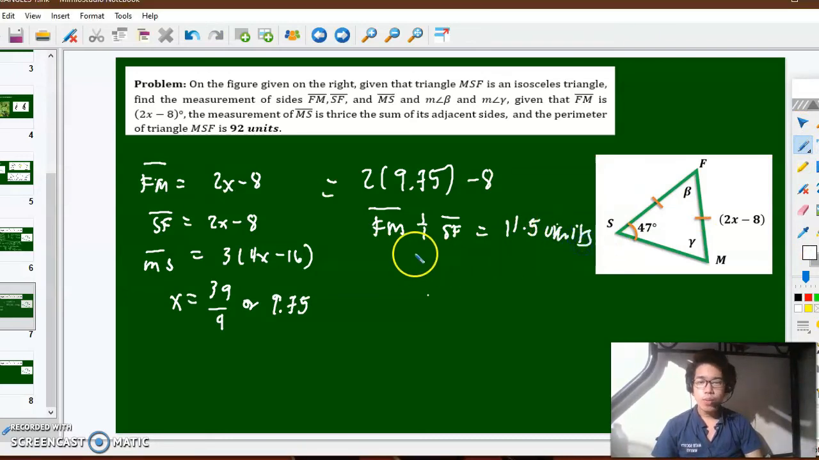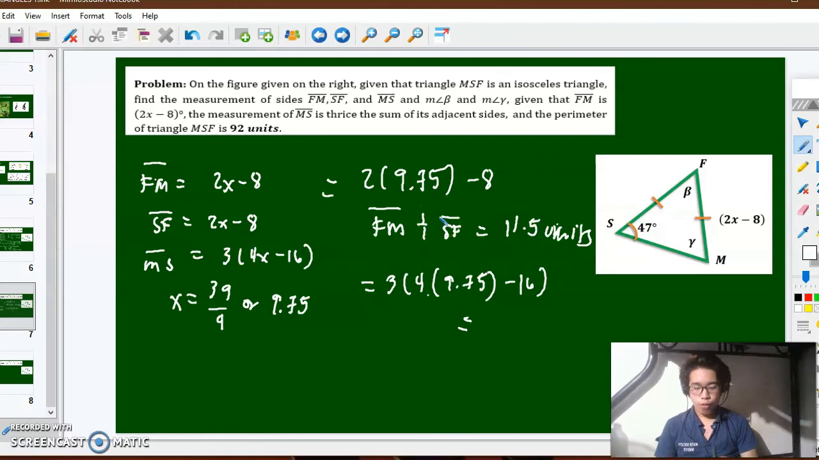Then we have 3 times 4x minus 16. The next step is to substitute the value of x into 3 times 4x minus 16. So what we have here is 3 times, in parentheses, 4 times 9.75 minus 16. 4 times 9.75 is 39, minus 16 is 23, and then times 3, so you get 69. So you get 69 units.